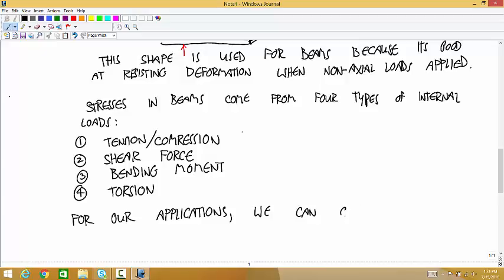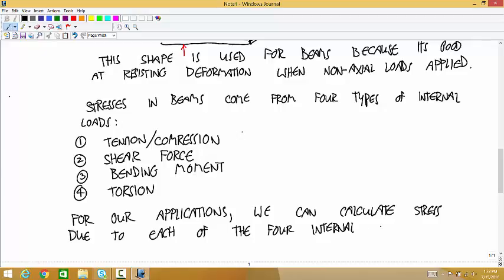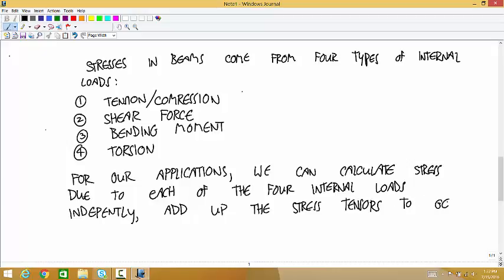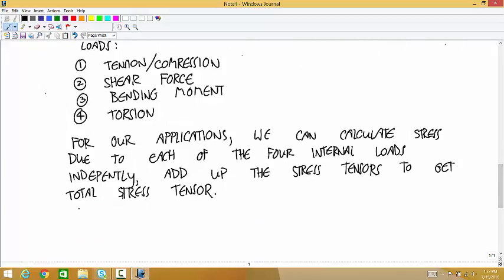So we can calculate the stress due to each of the 4 internal loads independently, and then add up the stress tensors to get the total stress tensor. That is called the Superposition Principle.